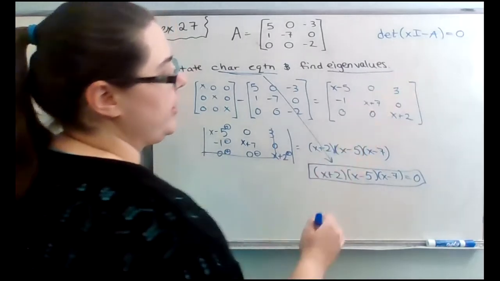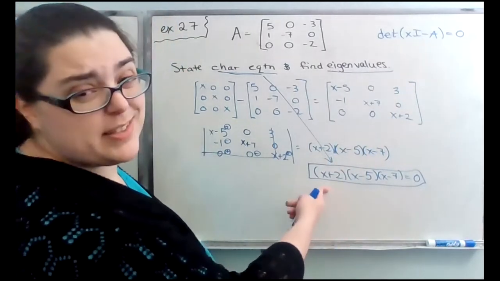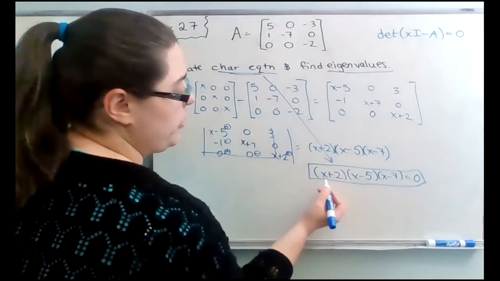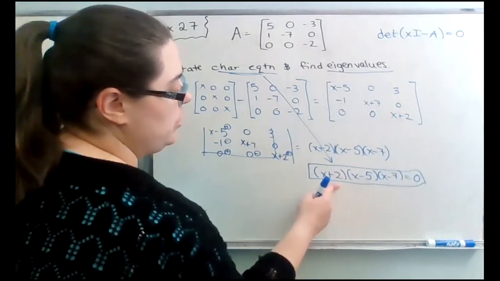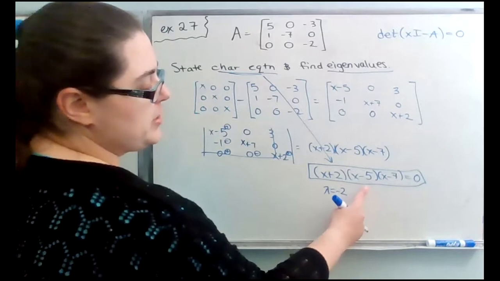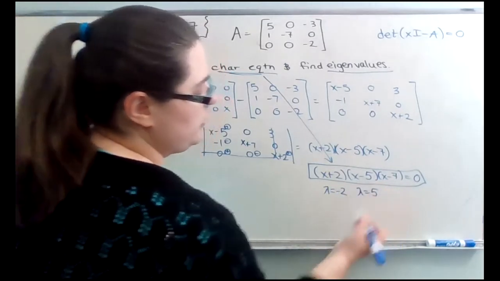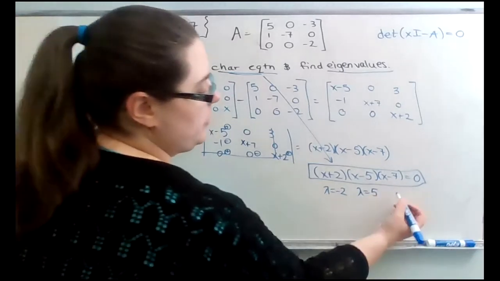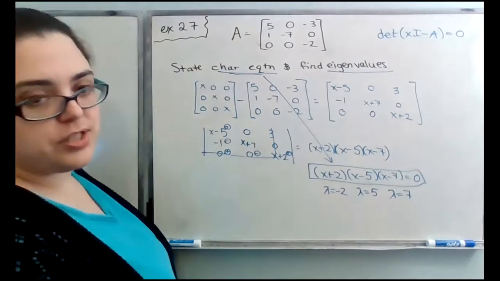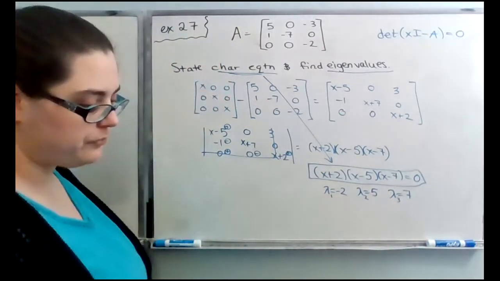Next, to find the eigenvalues, we just find solutions to this equation. I'm just going to use lambda instead of x, because we usually represent them as lambdas. So from this factor of x plus 2, we're going to get that lambda is -2. From this factor of x minus 5, we're going to get that lambda is equal to 5. And then from x plus 7, we're going to get that lambda is equal to -7. And then traditionally, we're going to number these 1, 2, and 3.